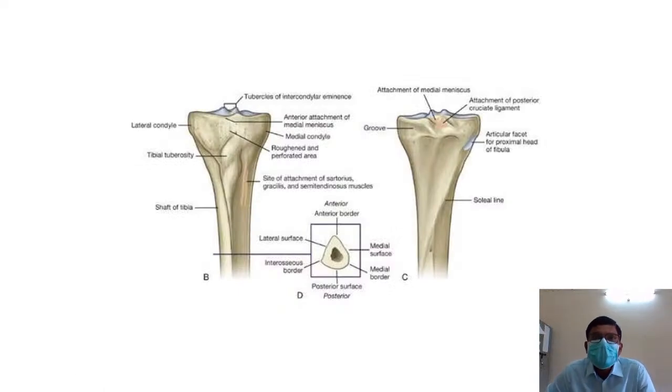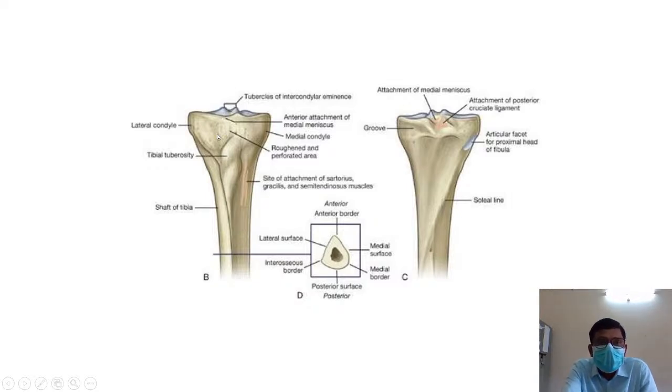Now coming to the borders and also surfaces. If you take the anterior surface of the tibia, the upper end of the tibia is showing. Now you can see clearly a lateral condyle and a medial condyle. This is a medial condyle. At the same time, you can see the tubercles of the intercondylar eminence. These are the two tubercles in the upper end of the tibia.